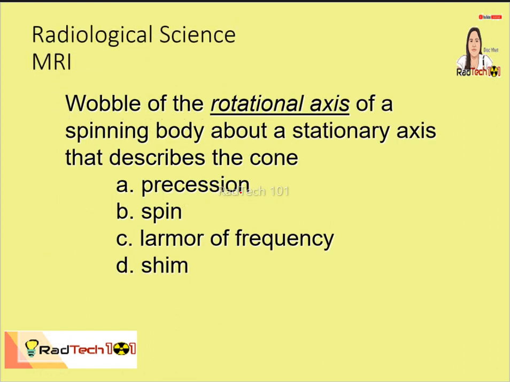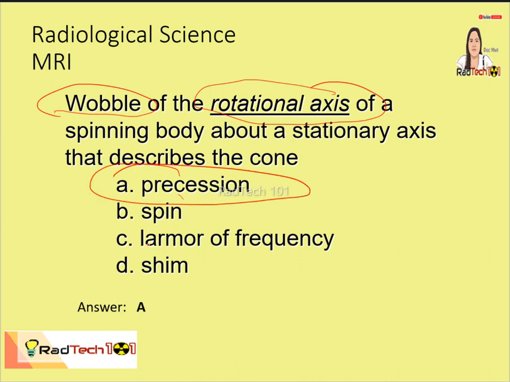Next, the wobble of the rotational axis of a spinning body about a stationary axis that describes the cone is termed as rotation on an axis. And also yung isa sa mga keywords yun din is wobble. So, it precesses. So, it is precession.